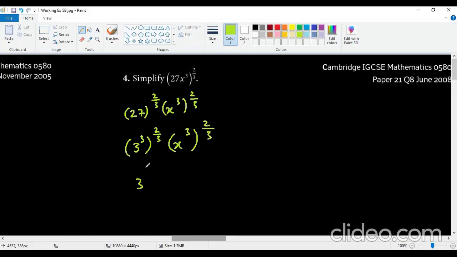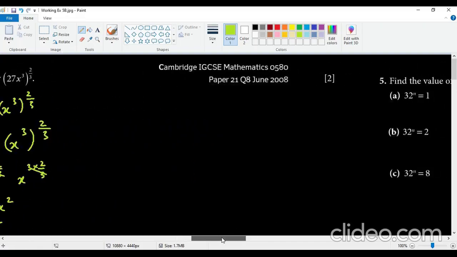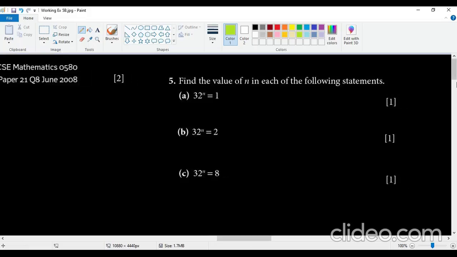Now you know very well I can write this as 2 over 3 because powers are multiplying together, and 3 times 2 over 3. So these 3 are cancelled, this 3 is cancelled, so 3 square x square, which means 9x square, is going to be your final answer. Moving on to the next question, which is question number 5.